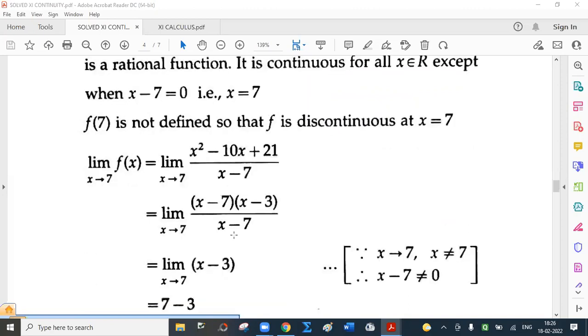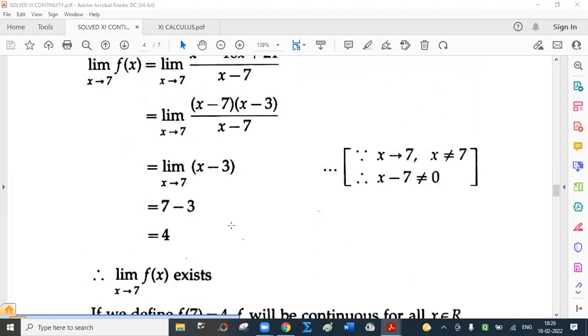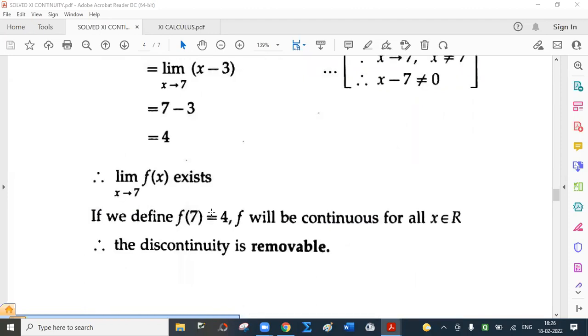Now, what is the limit as x tends to 7 of f(x)? What are the factors of the numerator? They are (x − 7)(x − 3). We can cancel x − 7. So the value of the limit comes out to be 4. So the limit as x tends to 7 of f(x) exists. If we define f(7) to be 4, f will be continuous for all x belonging to R. So the discontinuity is removable. But for that, we have to define f(7) as what? The value of the limit, which comes out to be 4. Actually, in this case, if the limit doesn't exist, then the answer will be, as the limit does not exist, the discontinuity is irremovable.